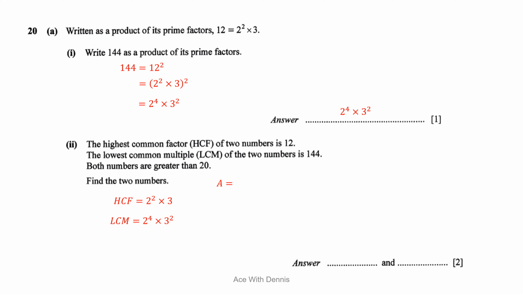Right, so let's label A as the first number and B as the second number. Since the HCF has the factor of 2 squared and LCM has the factor of 2 to the power 4, that means one of the numbers has 2 to the power 4 and one of the numbers has 2 squared. And for the prime factor of 3, one has 3 and one has 3 squared. So let's label A as times 3 and B as times 3 squared. So we get 48 for A and 36 for B. Okay, so the answer will be 48 and 36.